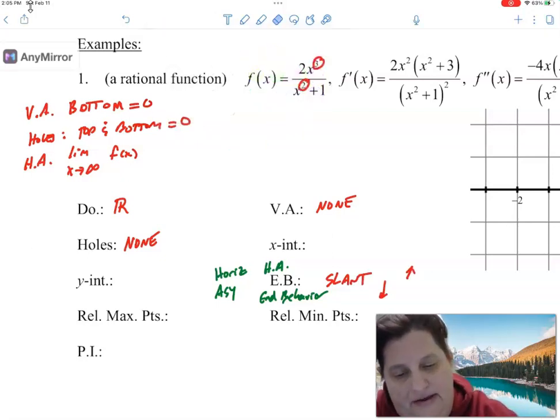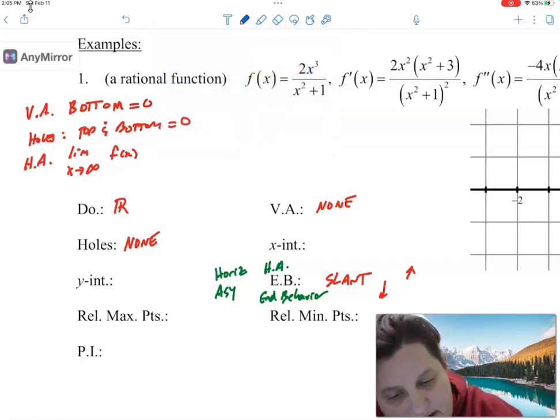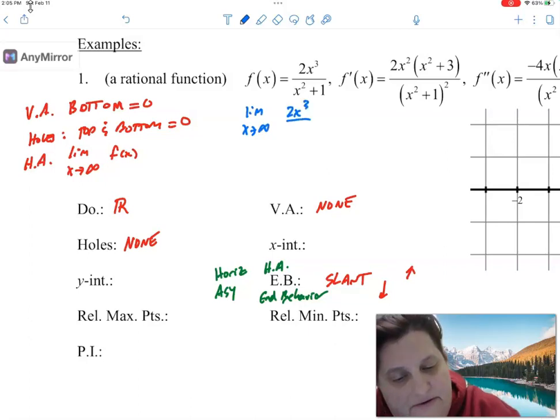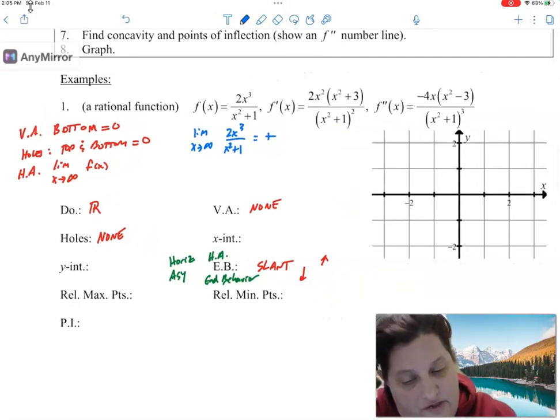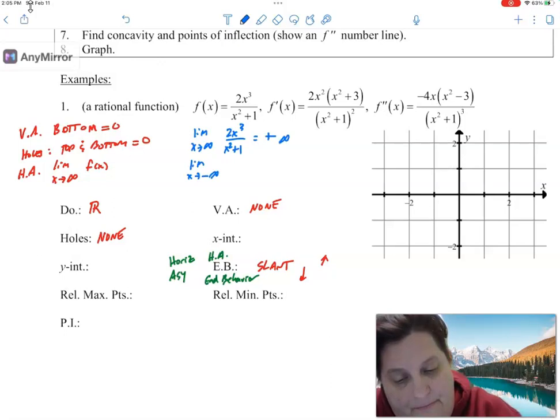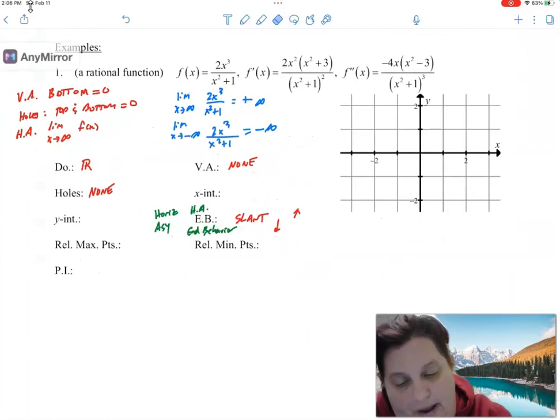The reason I can tell that is, if I take the limit as x goes to infinity of this, I get infinity over infinity, but the top grows faster than the bottom, and when I plug in two positives, it's a positive. So on the right, it's going to go to positive infinity. On the left, 2x to the third over x squared plus 1: it's a negative to the third divided by a negative squared. A negative divided by positive goes to negative infinity. So it goes to positive infinity on that side, negative on that side. That's just going to help us a little bit later.